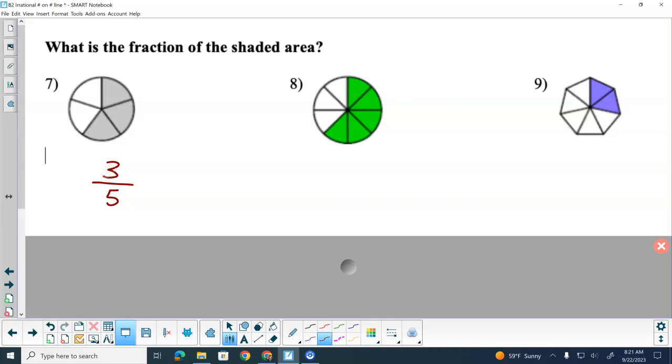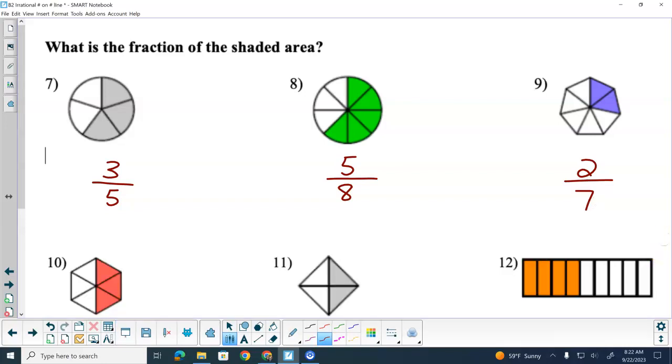In number 8, how many total pieces do we have? We have 8 total pieces. How many of them are shaded? 5. So it's 5/8. In number 9, how many total pieces do we have? How many are shaded? 2. So it would be 2/7. With me? Love it. Okay.